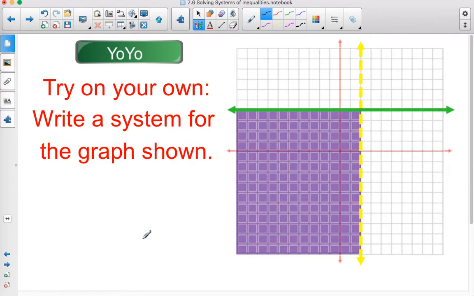Now you try. So on the whiteboard, here's the graph. You don't need to graph it. I already gave you the graph. Your job is to take 2 minutes, write down what two inequalities would make the following graphs. Pause the video now for 2 minutes, compare with your neighbor, talk it out, and we'll come back here in 2 minutes.